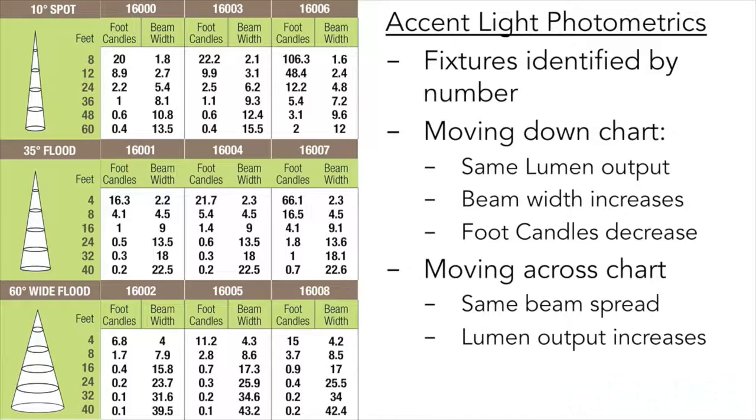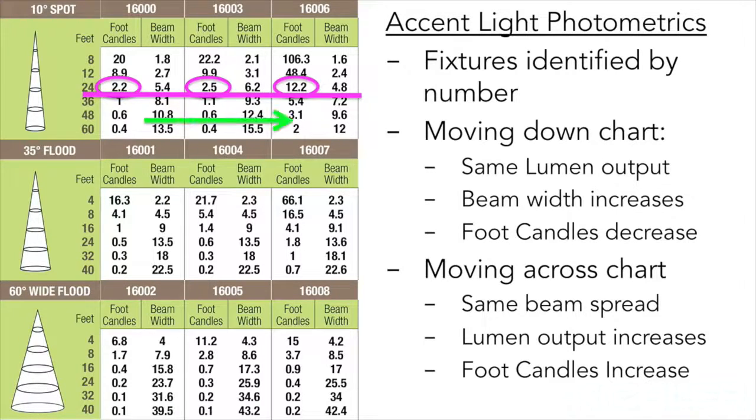If we consider the 10-degree spot, we see that at 24 feet from the fixture, the 116 lumen fixture produces 2.2 foot candles over a 5.4 foot beam. The 180 lumen fixture produces 2.5 foot candles over a 6.2 foot beam, and the 352 lumen fixture produces 12.2 foot candles over a 4.8 foot beam. With the same beam spread at the same distance from the fixture, as the lumens go up, so do the foot candles.